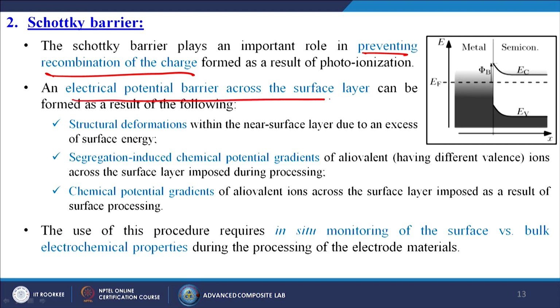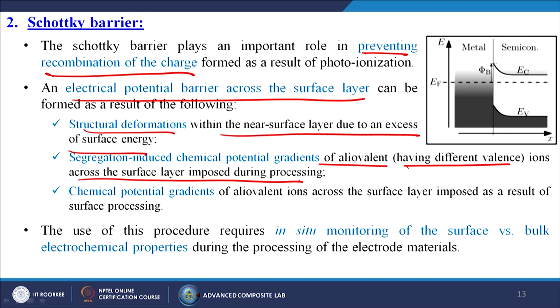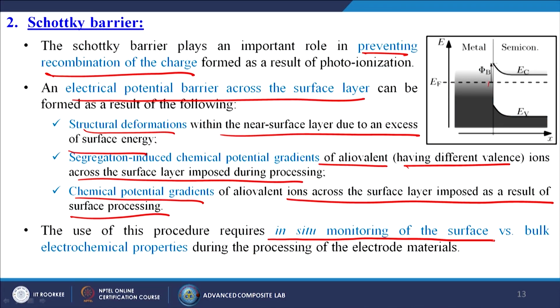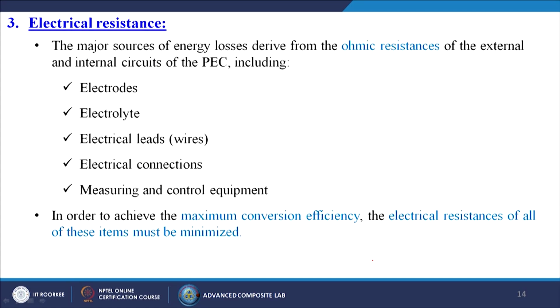An electrical potential barrier across the surface layer can be formed as a result of the following: structural deformations within the near surface layer due to an excess of surface energy. So, basically it is taking place in this particular zone itself. Segregation induced chemical potential gradients of aliovalent ions having different valence across the surface layer imposed during processing. Chemical potential gradients of aliovalent ions across the surface layer imposed as a result of surface processing. So, this is one kind of phenomenon happening at the junction where the metal and semiconductor come into contact. The use of this procedure requires in situ monitoring of the surface versus bulk electrochemical properties during the processing of the electrode materials.